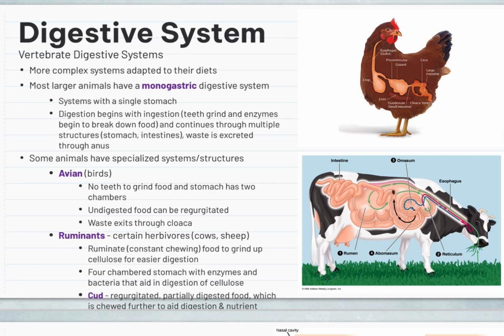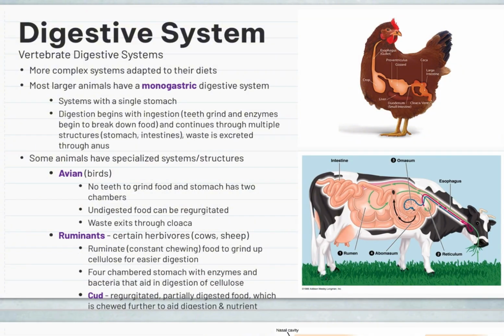Ruminants are herbivores, so think cows and sheep. They are constantly chewing food to grind up the cellulose and make it easier for digestion. And they actually have a 4-chambered stomach. Some people say, oh, cows have 4 stomachs. Technically they have 1 stomach with 4 chambers. But it's okay, I won't argue on the semantics of it.